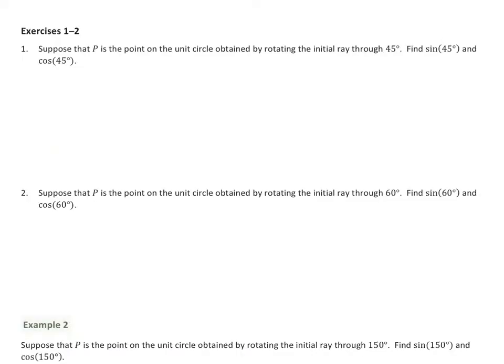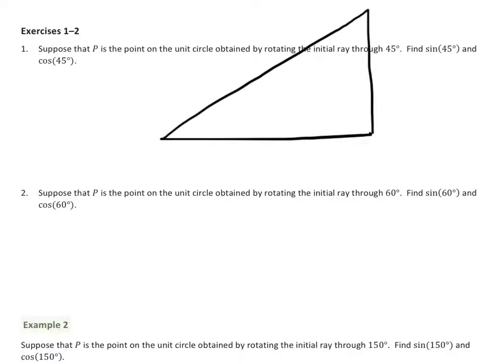Suppose that P is the point on the unit circle obtained by rotating the initial ray through 45 degrees. Find sine 45 and cosine 45. All right, so here is my initial ray, and I've rotated it like this. I've written through the problem, but that's no big deal. That is not a triangle drawn to scale, I assure you, but we will pretend that this is 45 degrees. By default, this would be 45 degrees as well. And if we're on the unit circle, then the radius has to be 1.